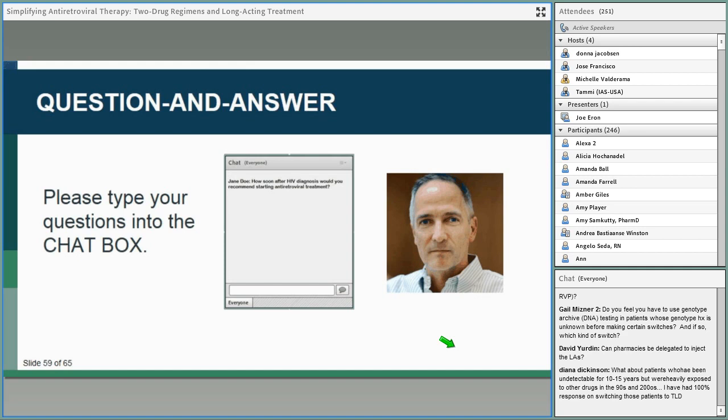Next question: is it important if people are suppressed on a 3-drug regimen but have a baseline viral load greater than 100,000? There might be 1 million, I can't count all the zeros. And you plan on a 2-drug regimen? I think it doesn't make any difference at all. And the longer the patient's been suppressed, the more confident I feel about that statement.